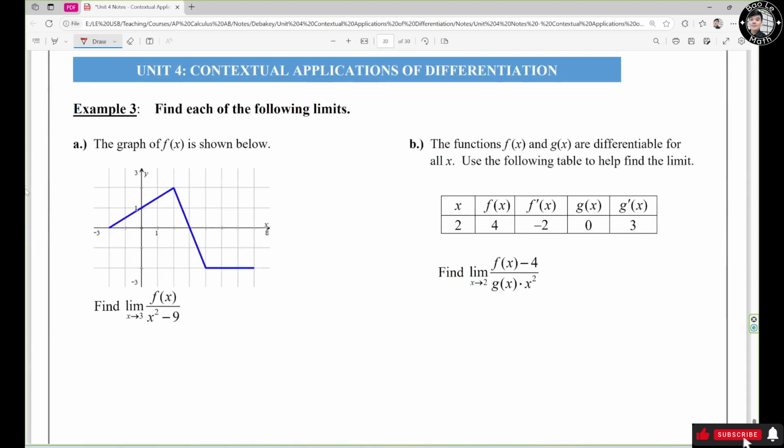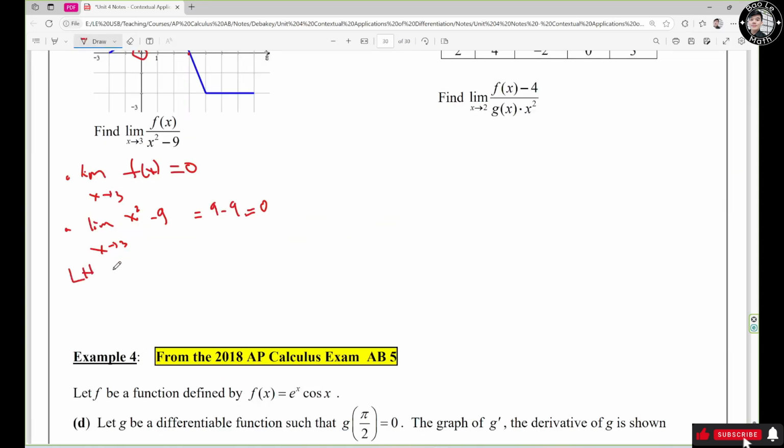Now let's take a look at example number 3. Find each of the following limits. The graph of the function is shown below. We need to find the limit of the function over s squared minus 9 when s approaches 3, right? So we're going to check the numerator and denominator, right? So we have the limit of the function when s approaches 3, which is going to be 0, right? And the limit of s squared minus 9 when s approaches 3 is going to be 9 minus 9, which is 0. We need to say L'Hopital's rule applies, right?